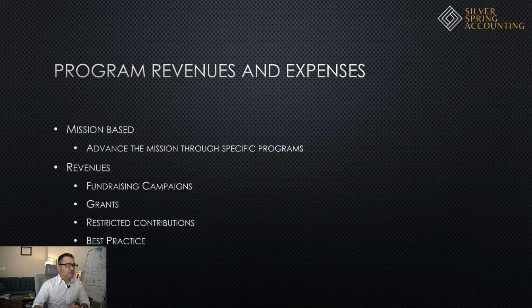And as a best practice for program revenues and expenses, it's really appropriate to recognize these in the appropriate class when they arrive. So you want to have some sort of class set up to track program revenues, and then you want to add those contributions to your net asset roll forward so that it's easier to track restricted funds.